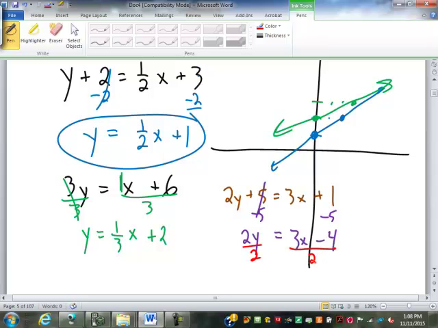When I divide or multiply, I have to do it to every piece. So I divide out the 2 to get just y. 3x divided by 2 is 3 over 2x. Negative 4 divided by 2? Negative 2. So this one starts at negative 2 and goes up 3 over 2. What do you think? Still better than a sharp stick in the eye? A little bit.